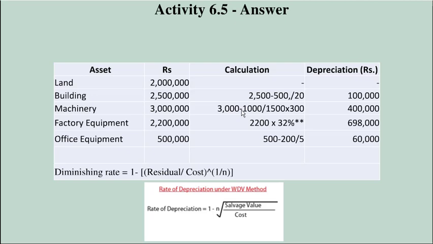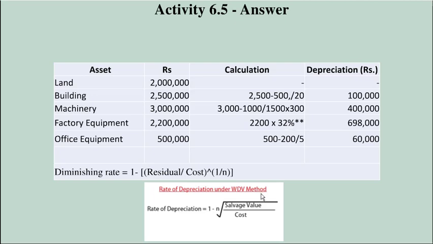Machinery, depreciable amount is 2 million divided by 1.5 million multiplied by 300. Accordingly, depreciation is 400,000. Factory equipment, cost is 2.2 million, and the rate of depreciation is 32%.